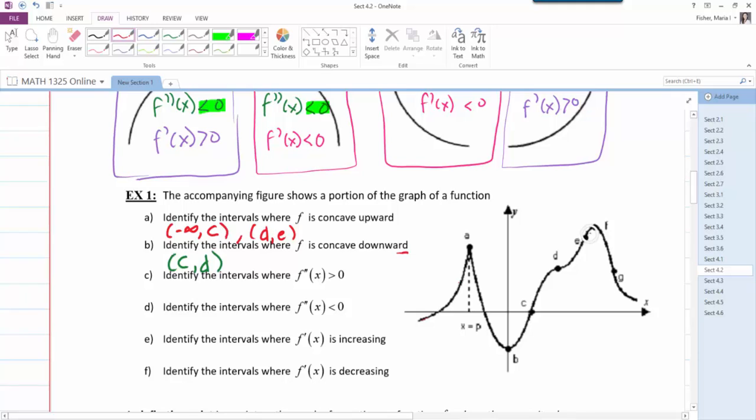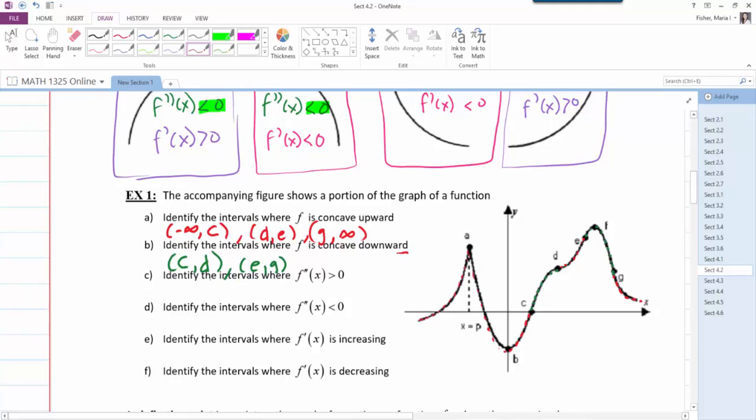And then from E all the way to G, we look like the letter N again. And then finally from G to infinity, I look like a letter U. So I am concave upward from negative infinity all the way to the letter C, and then again from D to E, and then again from G to positive infinity. And I'm concave downward from C to D, and from E to G.